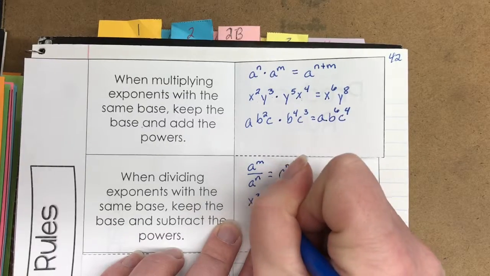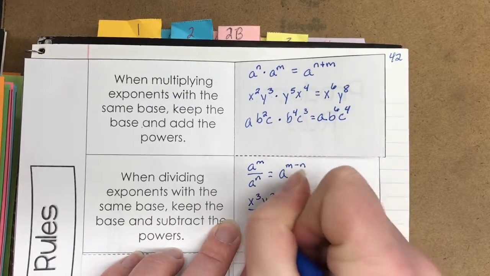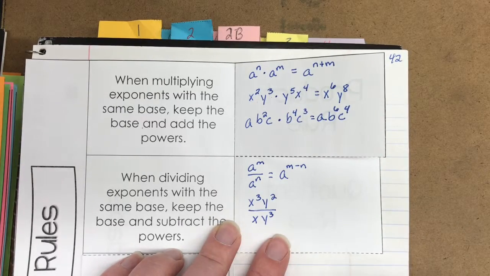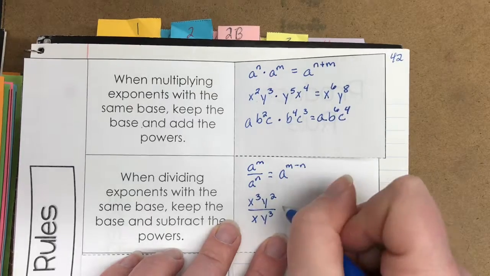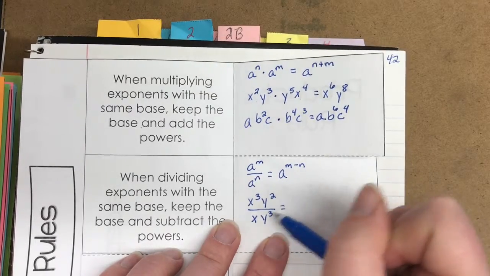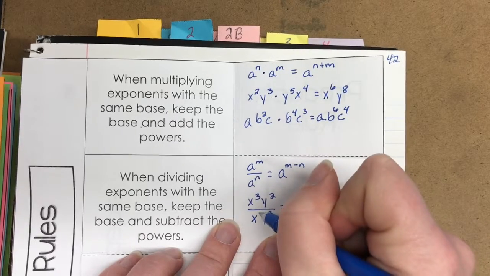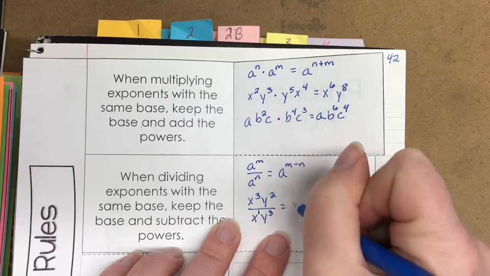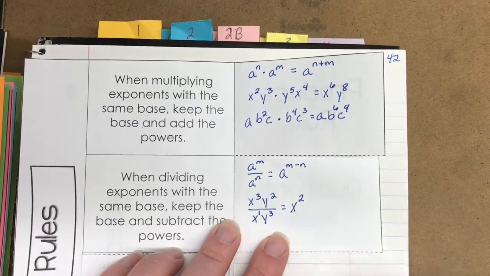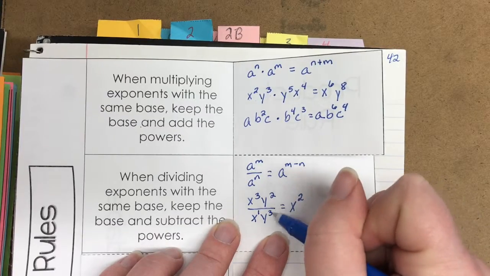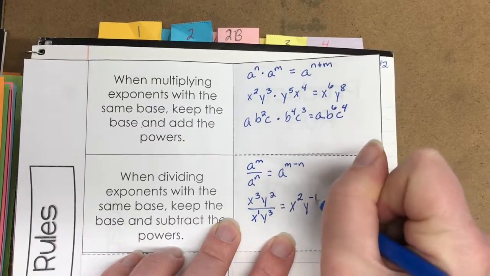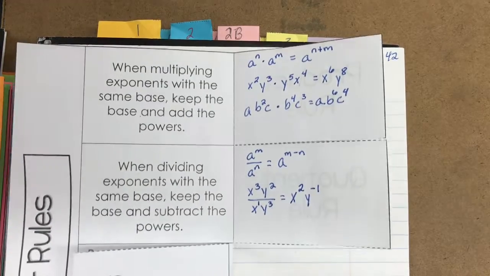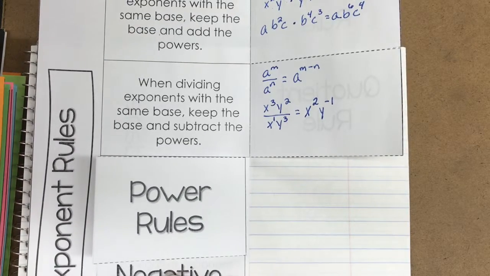So if I have x cubed y squared over xy cubed, I subtract. So I take my x's, and remember, since there's nothing written here, I understand there to be a 1. So I will subtract 3 minus 1. So that would give me x squared. And then 2 minus 3 would give me a negative 1. And we'll come back to this one after we deal with negative exponents.